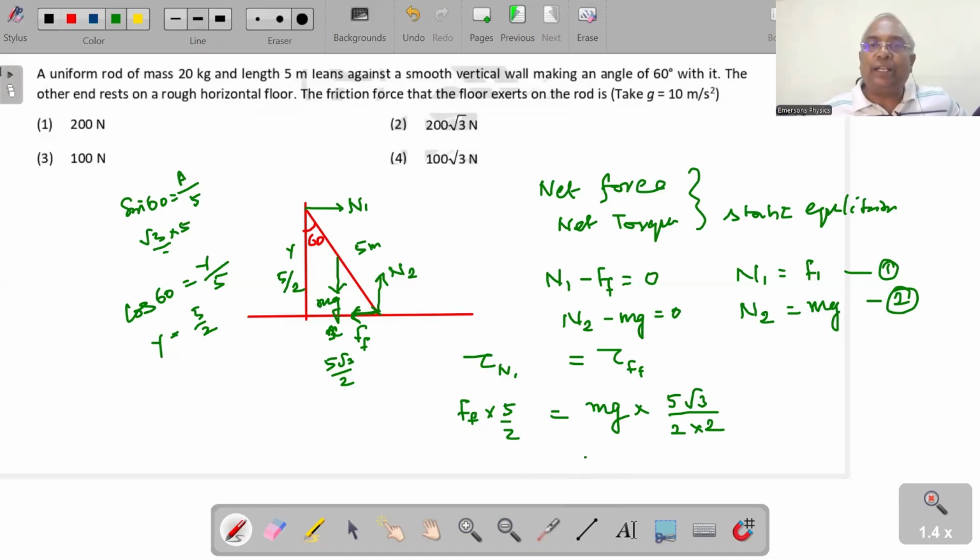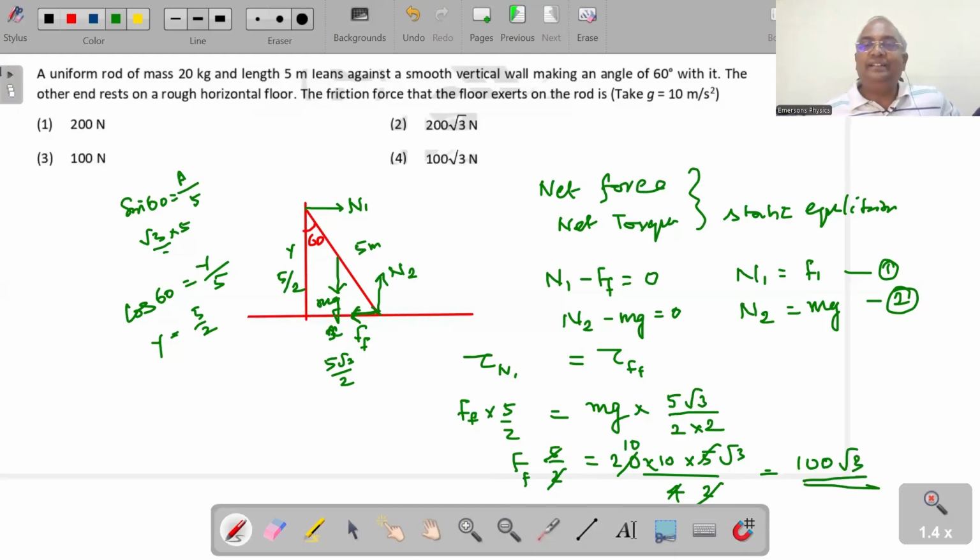நம்ம frictional force நேரா போடலாம். m is nothing but 20, g is given as 10, into 5√3/4 equal to 5/2 into frictional force offered. Frictional force. Okay. Cancel பண்றது பண்ணிடுவோம். 5 gets cancelled. This 2 gets 2. Here it becomes 20, 10 times. So the answer is 100√3 Newton is the answer.